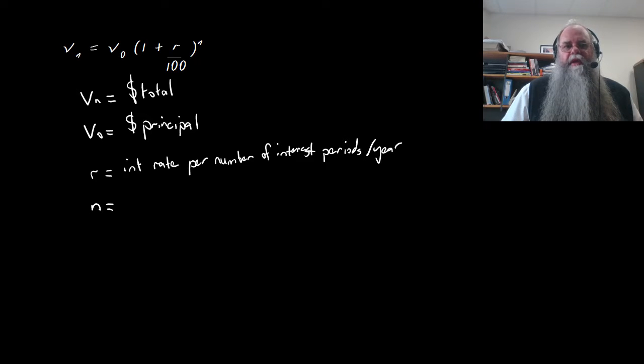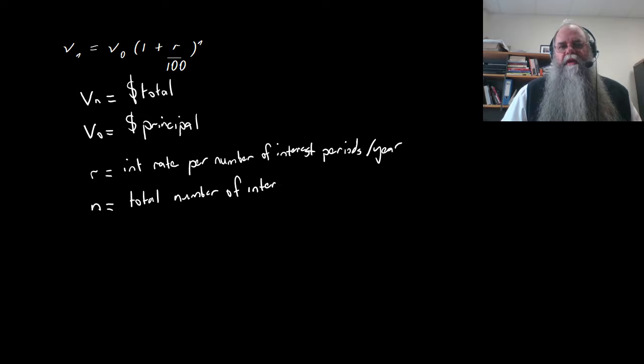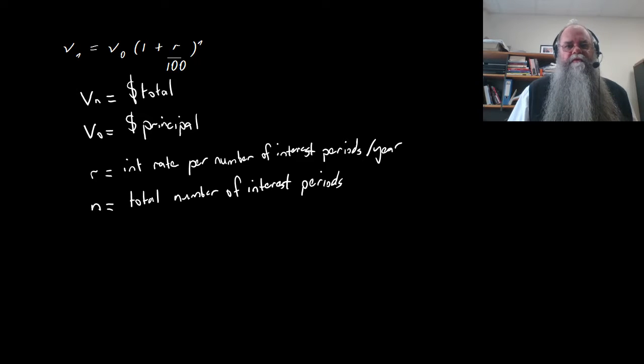N equals the total number of times that interest is paid. So n is the total number of interest periods. So if it was over 2 years and you are compounding it monthly, then in 1 year it would be 12. In 2 years it would be 24, 2 times 12, giving you n as 24. So let's look at an example.